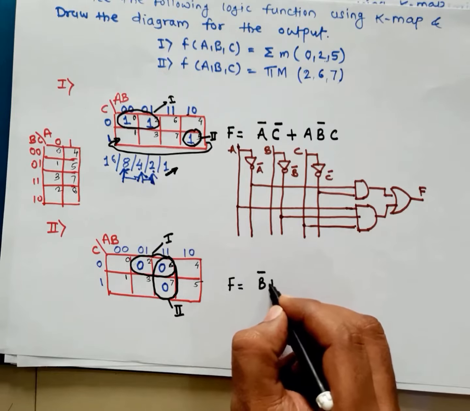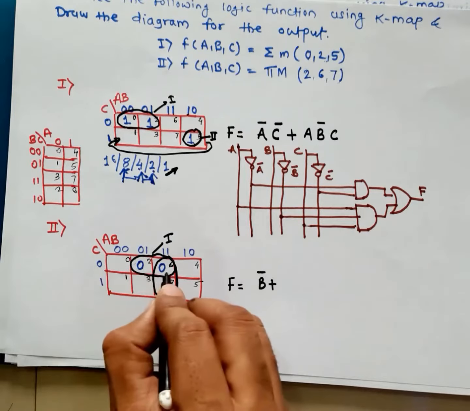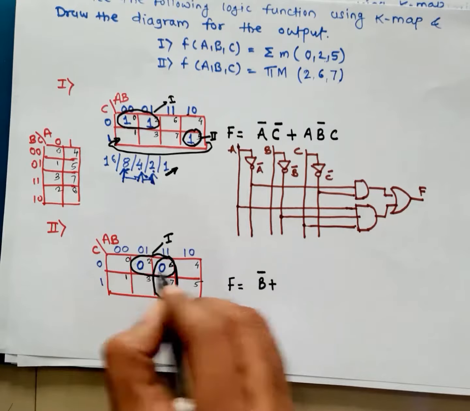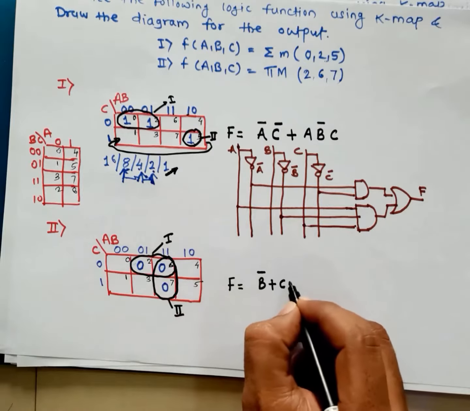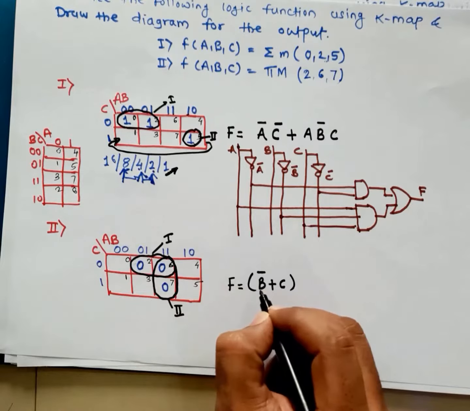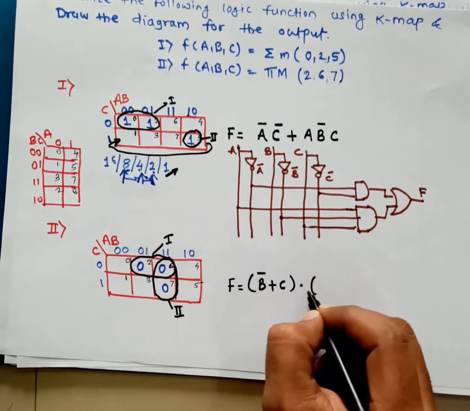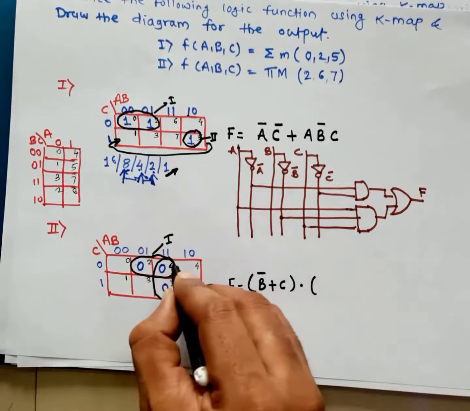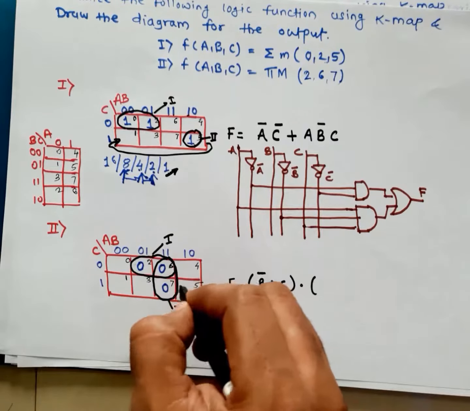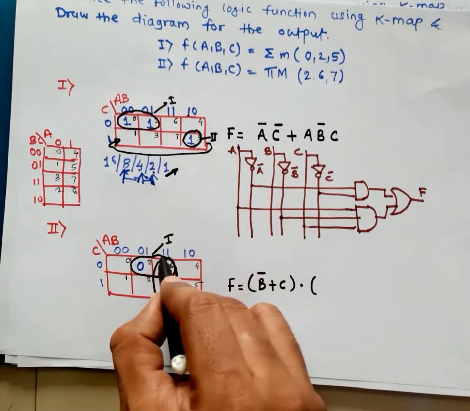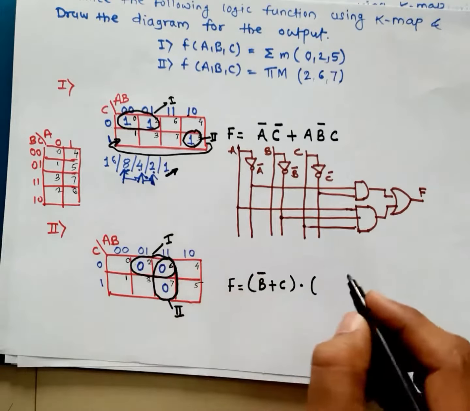Now plus, second is C equal to 0, so we are writing C is equal to 0. So this is your first term. This is a POS form, so into. Then consider the second group. In the second group the value of A is 1 and the value of B is 1.